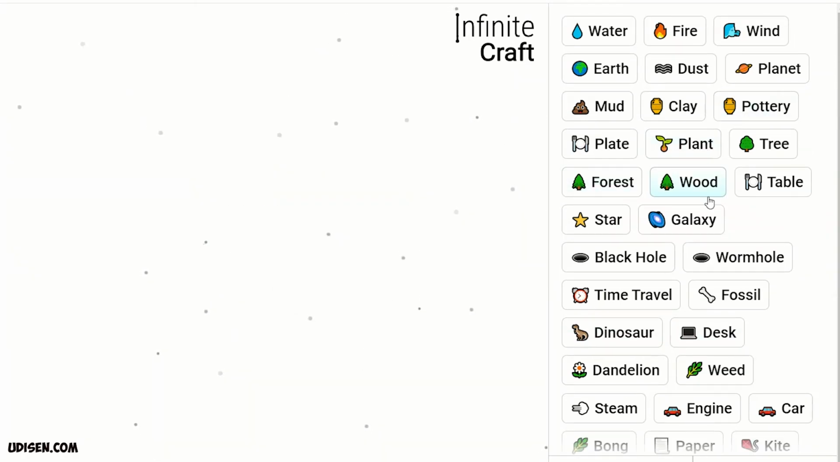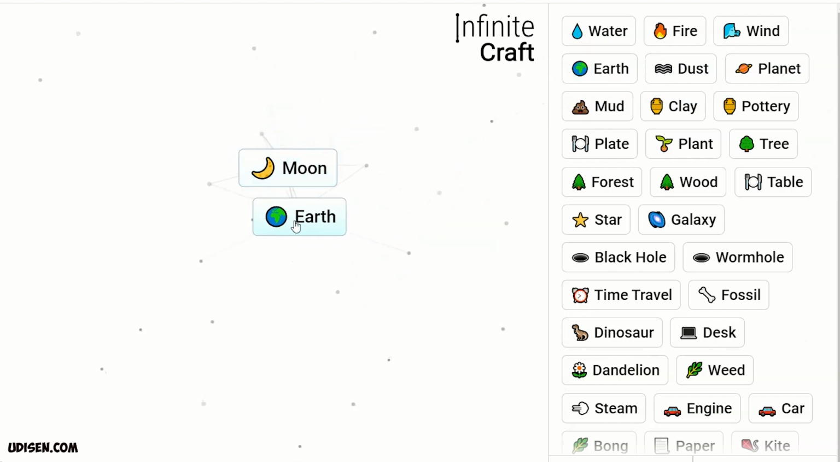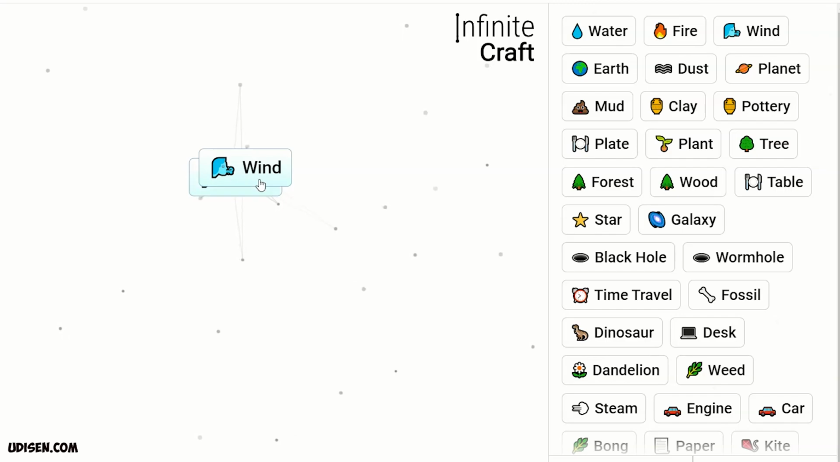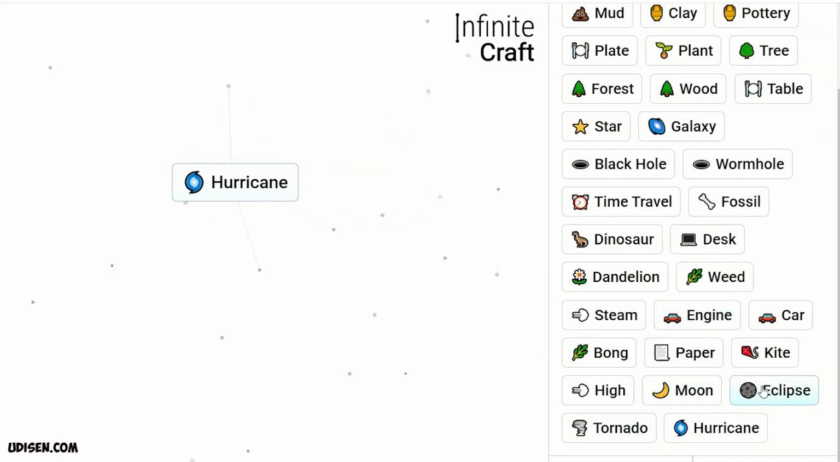Then Planet. Where is it? Plant, Planet, Plant and Elf. It is Moon. Moon and Elf, Eclipse. Leaf, Hurricane here. Then two Wind, two Tornado, Hurricane. Hurricane and Eclipse.